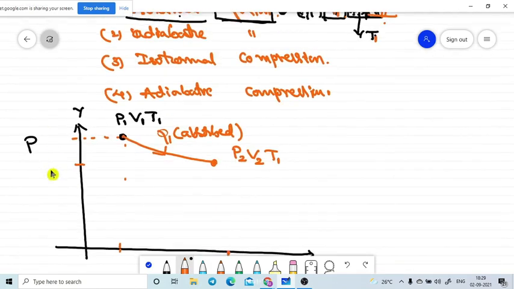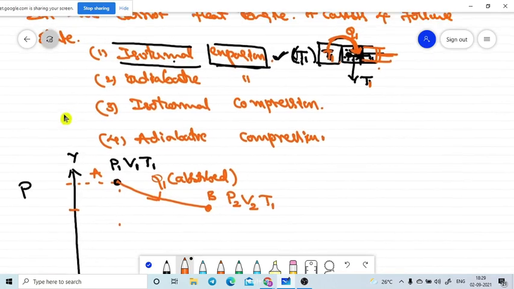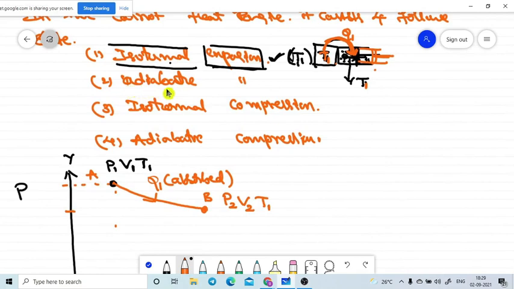Now we are moving. Let me start from A. Now we move to point B. What is the step we need to do now? We need to do the adiabatic expansion.